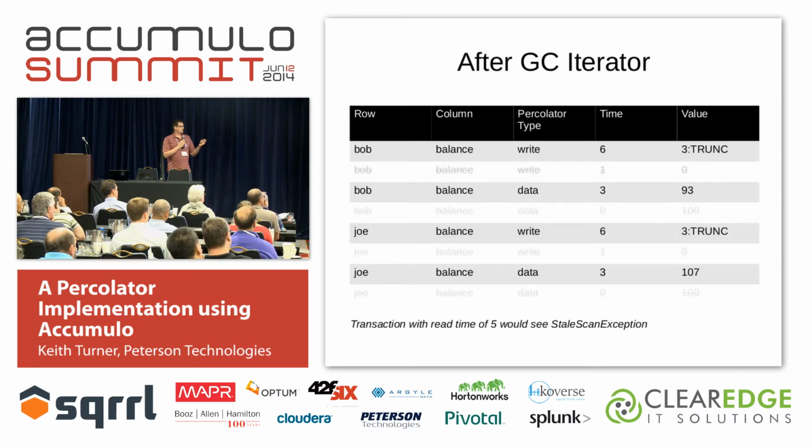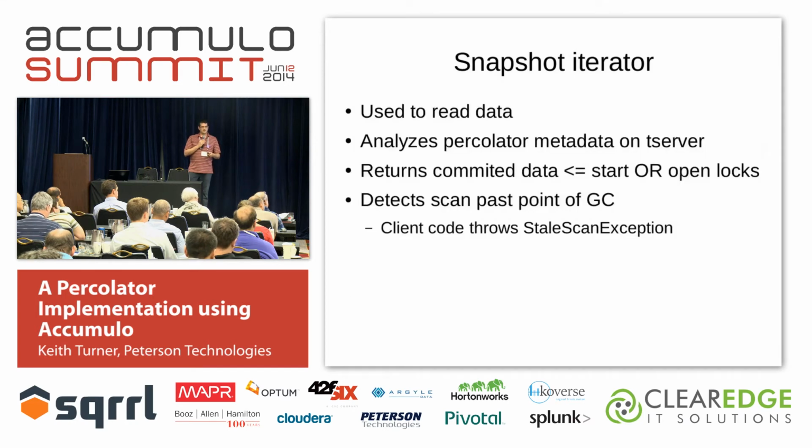And I have another iterator that I wrote for reading data from Percolator. When a transaction runs, it has a certain timestamp, and it only reads data that's been committed before that timestamp. I could bring all the different versions back to the client side and try to figure out what I should actually do, but I have an iterator that does that. It does all the filtering on the server side to give me back all the committed data. And it will also detect if I'm trying to read past garbage collection.